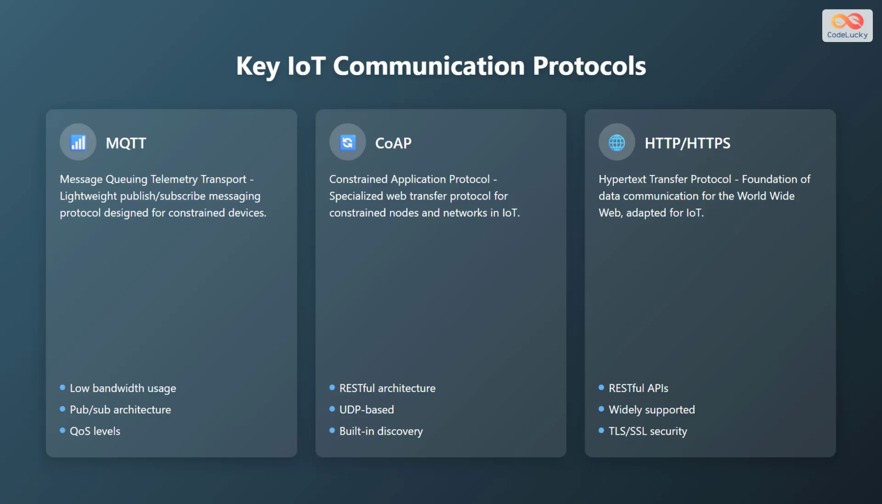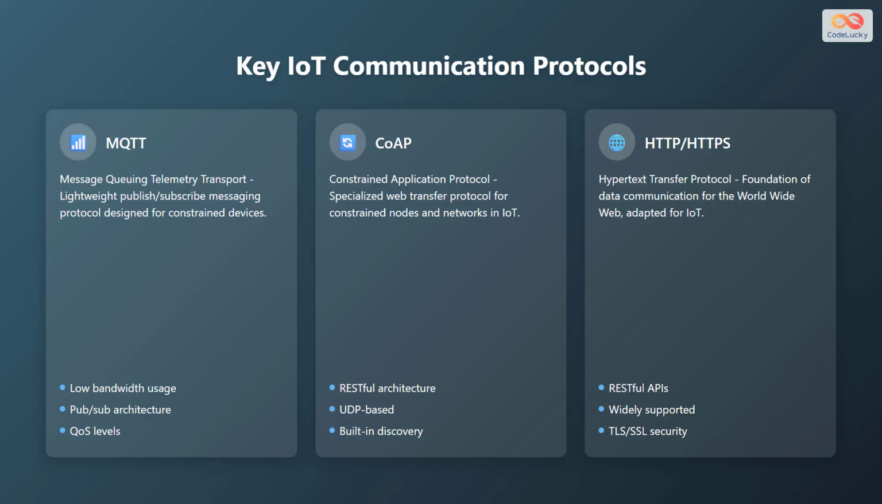Now, let's dive into some of the key communication protocols that enable Internet of Things devices to talk to each other. First, we have MQTT, which stands for Message Queuing Telemetry Transport. It's a lightweight publish or subscribe messaging protocol specifically designed for devices with limited resources. Key features include low bandwidth usage, a publish or subscribe architecture, and different quality of service levels to ensure reliable message delivery. Next up is CoAP, that is Constrained Application Protocol.